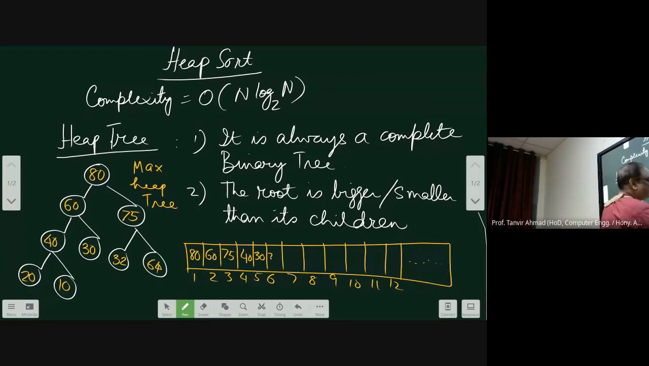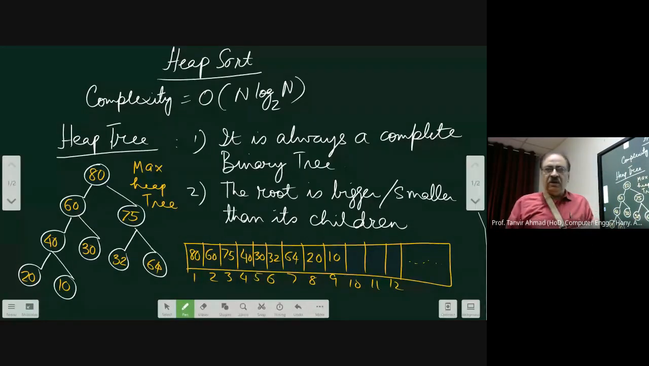Similarly, 32, 64. And you will put 20 and 10. And this is how you are going to put the elements in an array.